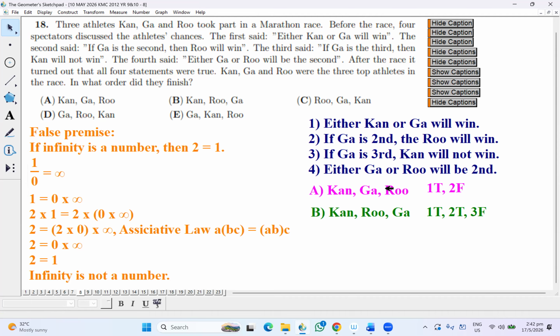So the difficult part is this one. For the second statement, if Ga is second, and Ga is not second, then nothing to talk about already. Anything you say also can. So we say it's true. Okay. Third statement, again, either Kang or Ga will win. Ru wins, so out. Straight away C is out.